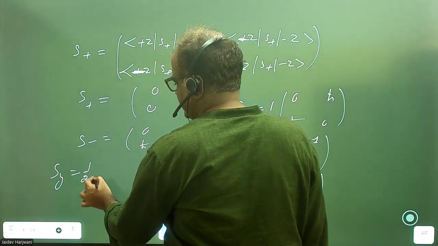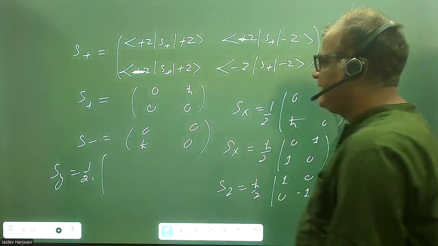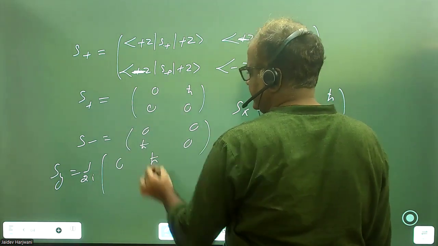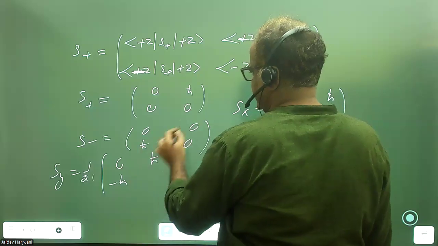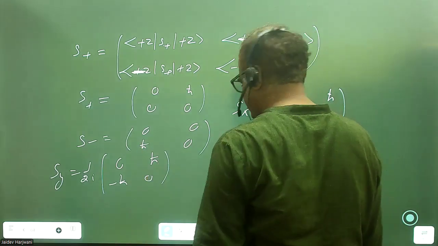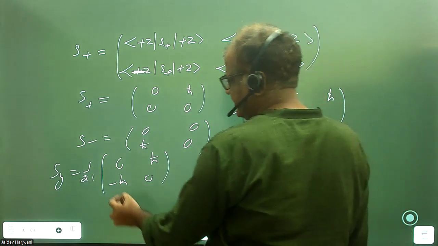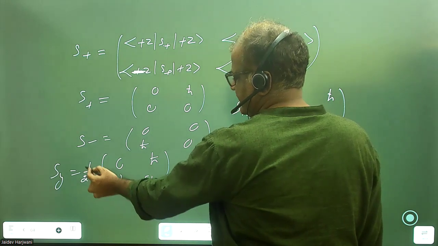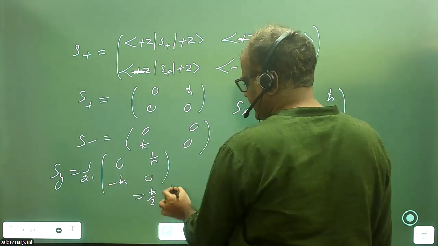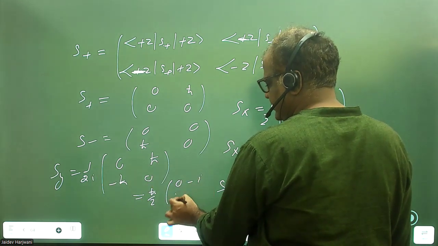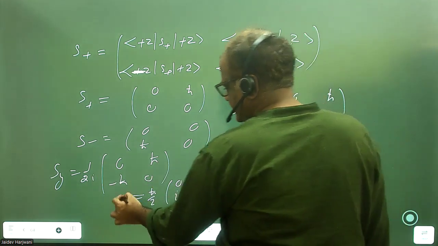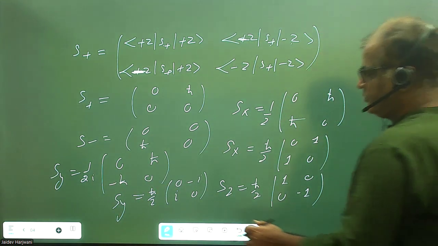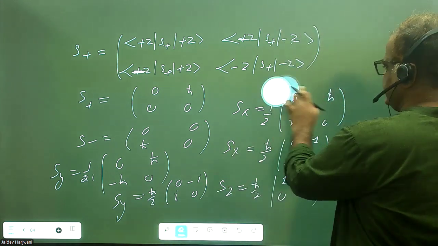Now let me find Sy. Sy will be 1 upon 2i (S plus minus S minus), and this is minus, so 0 ħ minus 0 ħ, 0 minus ħ, and this is 0 0. If I take ħ by 2 common, this 1 upon i I can write as minus i. So this becomes 0 minus i, i 0. This is the representation of Sy.